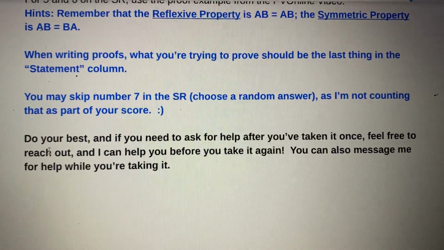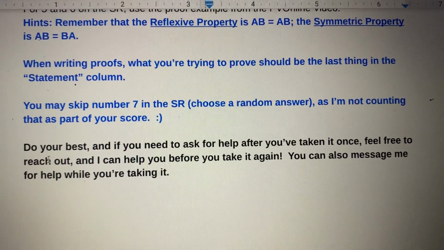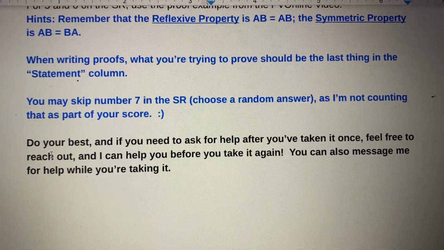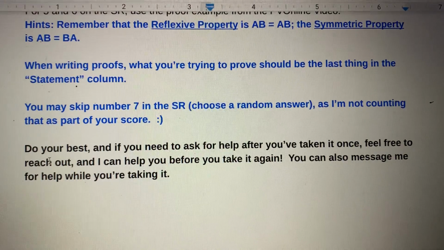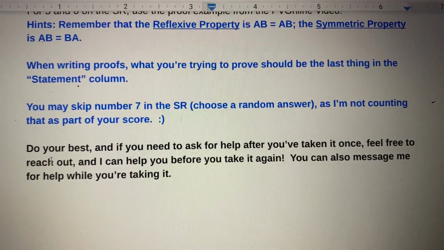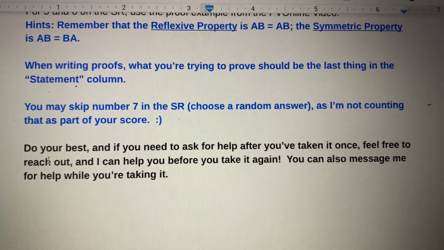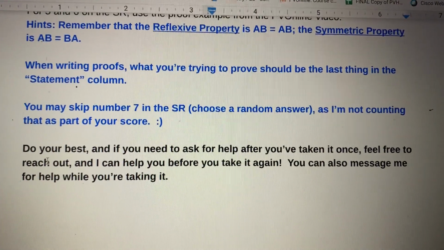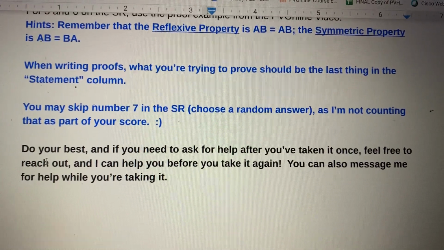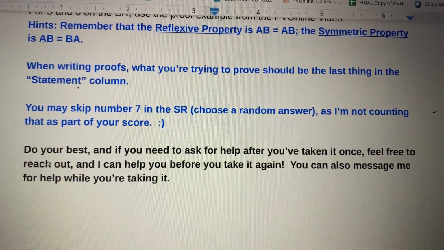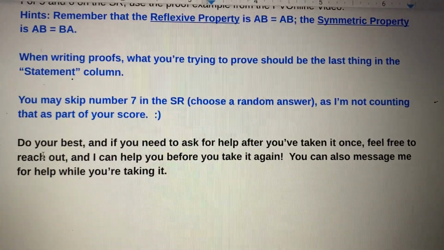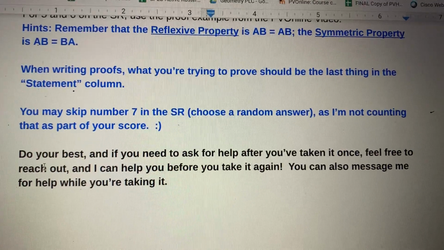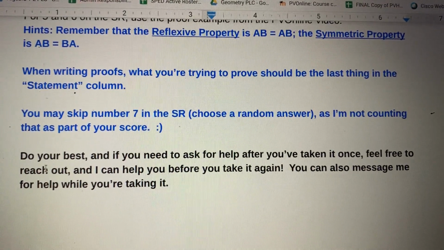So even if you are taking it and you get stuck on number 4, you can send me a message. I check my email, I check my messages on Google Classroom all throughout the day. So send me a message and I'm happy to help you out and try to clarify anything before you choose your answer and finish the SR, okay? So remember, you can take it twice. And like I said, message me if you have any questions and if you even want help while you're taking the SR. All right, good luck. Like I said, I hope you're doing well, and message me if you have any questions at all.